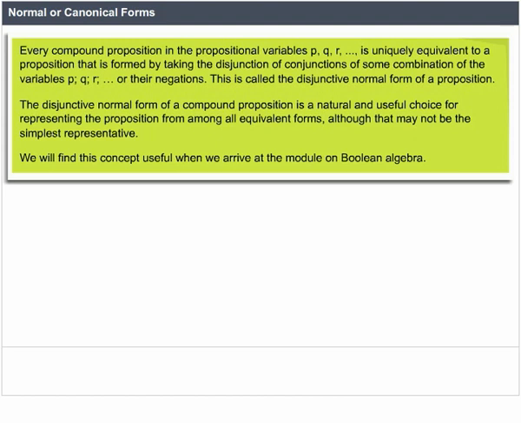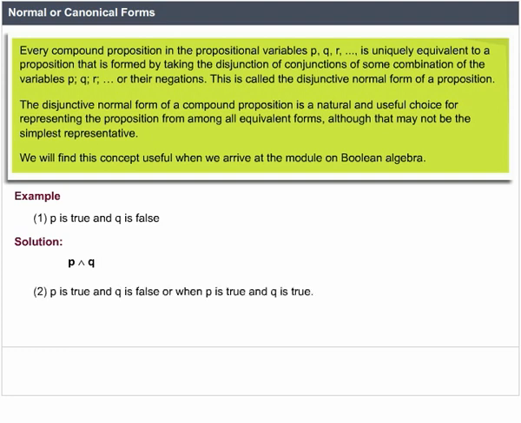Example 1. P is true and Q is false. Solution. P and Q dash. 2. P is true and Q is false, or when P is true and Q is true. Solution. P and Q dash or P and Q.